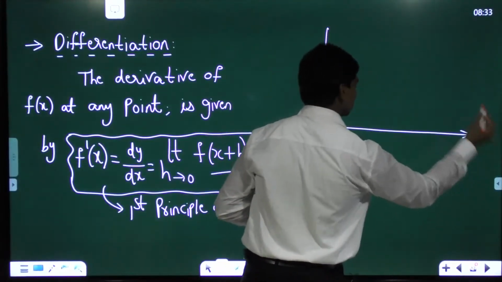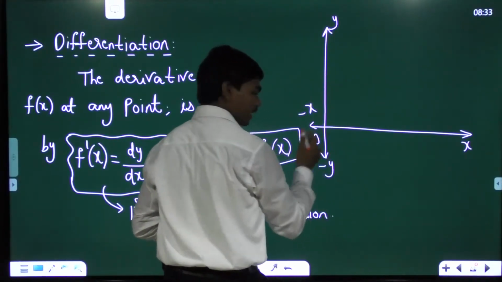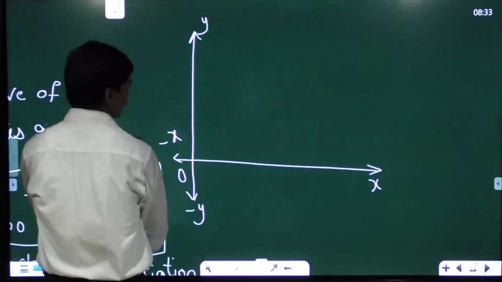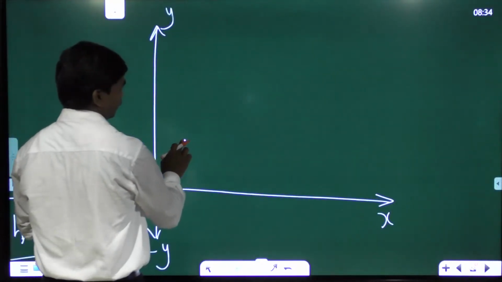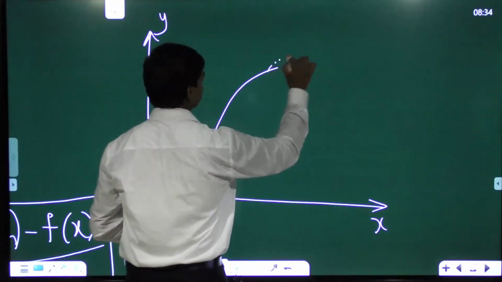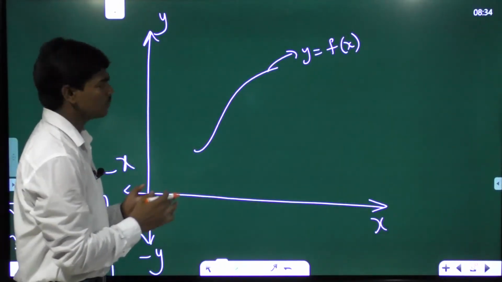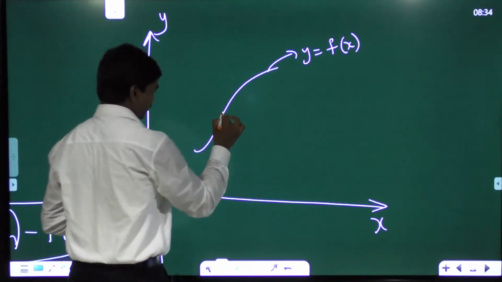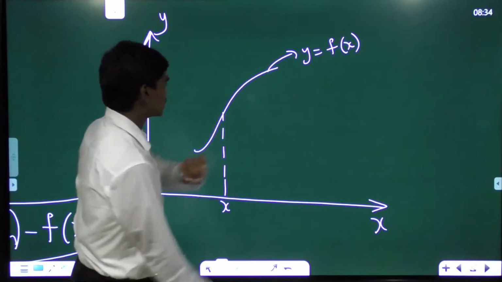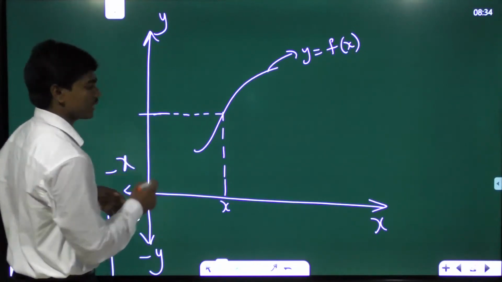0, x, and this is y, and of course this is minus x and this is minus y. Now, let me zoom this curve so that you can have a better idea of the graph. I hope it's clearly visible to you. Now, let us suppose there is a curve y is equal to f of x. Let this point be x. If this curve is y is equal to f of x, what could be this value on the y-axis? If this is x, this should be f of x. Correct?